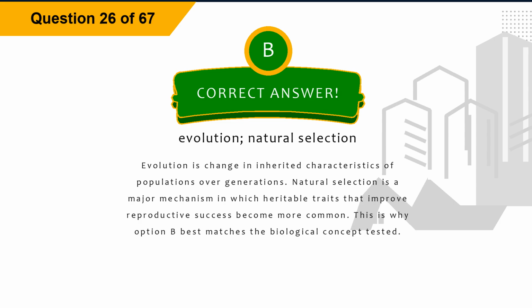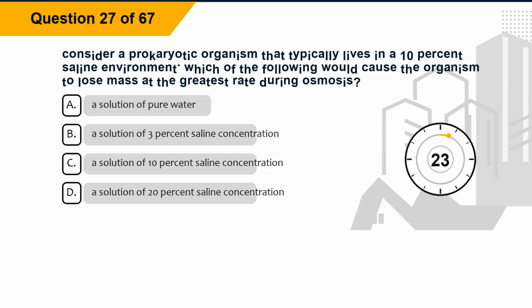Explanation. Evolution is change in inherited characteristics of populations over generations. Natural selection is a major mechanism in which heritable traits that improve reproductive success become more common. This is why option B best matches the biological concept tested. Question 27. Consider a prokaryotic organism that typically lives in a 10% saline environment. Which of the following would cause the organism to lose mass at the greatest rate during osmosis?